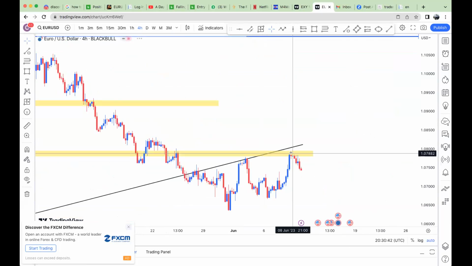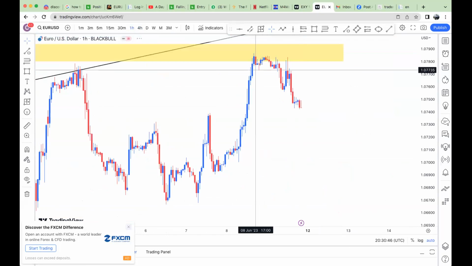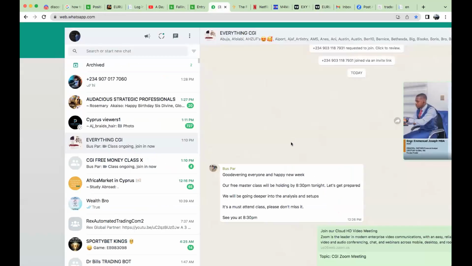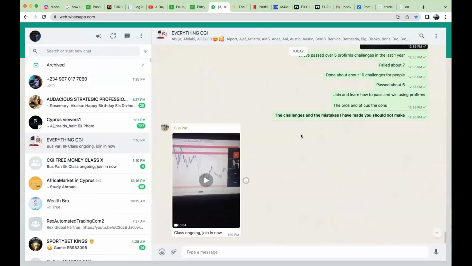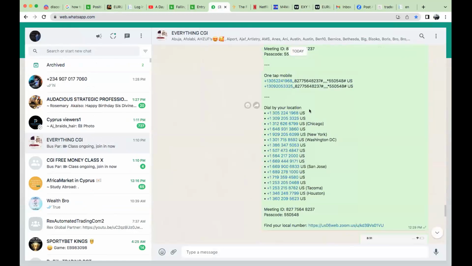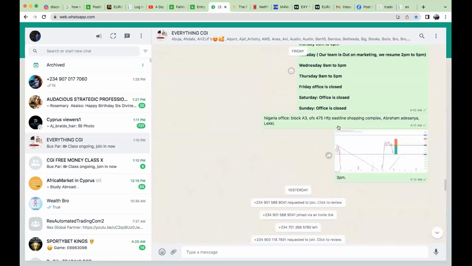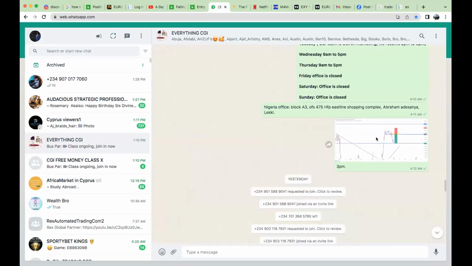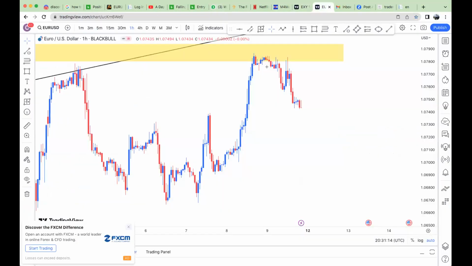This was the trade. This was where I entered. I was even late, Seth. I think I entered around here. It gave me profits to this place. I said, wait till 3 p.m. I entered by 3 p.m. again. At 3 p.m. I gave a signal that it will come back to that place, and it came back there around 3 p.m. So this was the move.